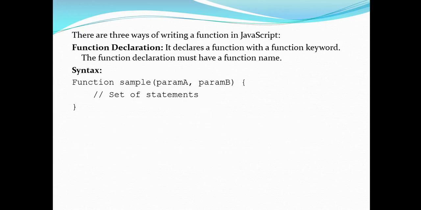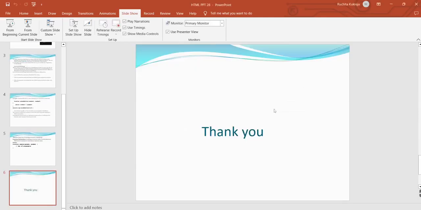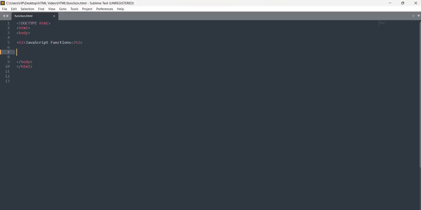Now let's move to the function declaration. This is used to declare a function with the keyword, the name, which is the name of your function. Then you pass the parameters and you put the statements. Let's move to the code.